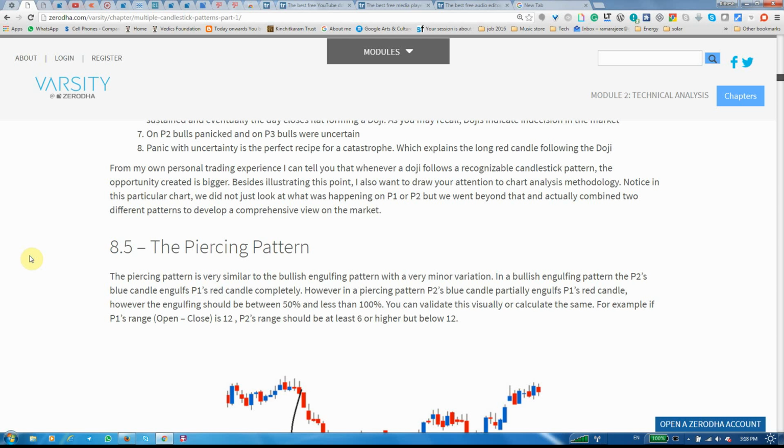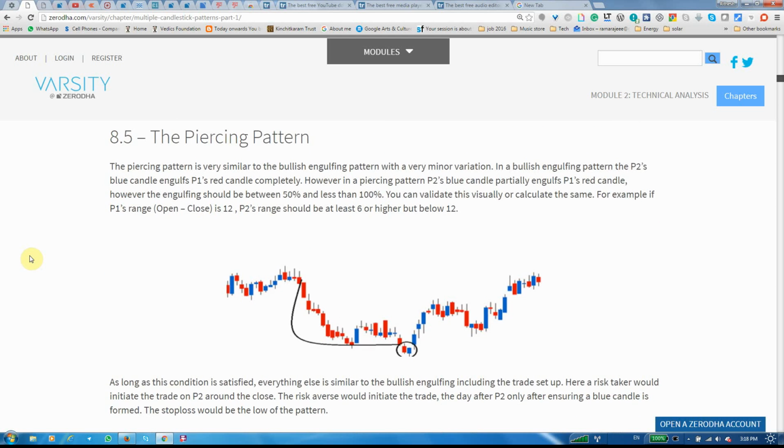8.5 The piercing pattern. The piercing pattern is very similar to the bullish engulfing pattern with a very minor variation. In a bullish engulfing pattern, the P2's blue candle engulfs P1's red candle completely. However, in a piercing pattern, P2's blue candle partially engulfs P1's red candle. However, the engulfing should be between 50% and less than 100%.